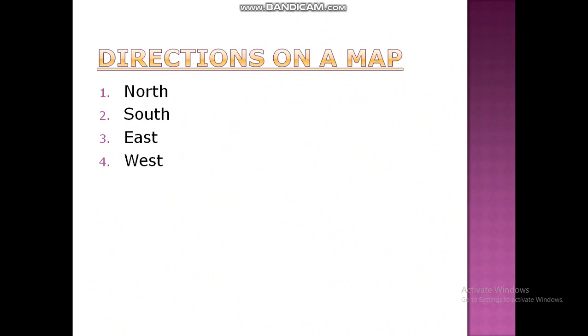Direction on a map. There are four main directions, namely north, south, east and west. It is easy to find these directions. Stand facing the sun in the morning. You face the east and your back is towards the west. Your right hand points to the south and your left hand points to the north.